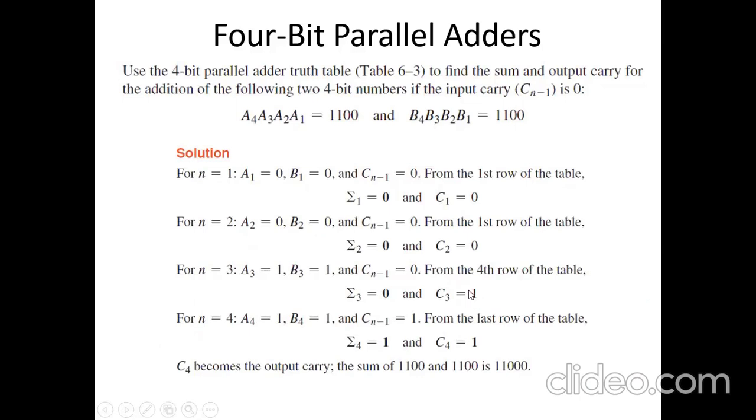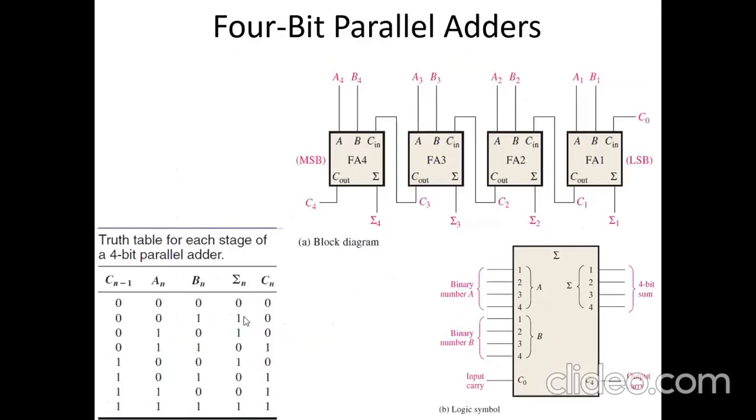Now we take this carry and put it in as the carry for the fourth bit, which is 1. So A4 is 1 and B4 is also 1 here. So we have 1, 1, and 1. Looking at the table again, 1, 1 with a carry of 1 corresponds to the last row, in which the sum is 1 and the carry is 1.